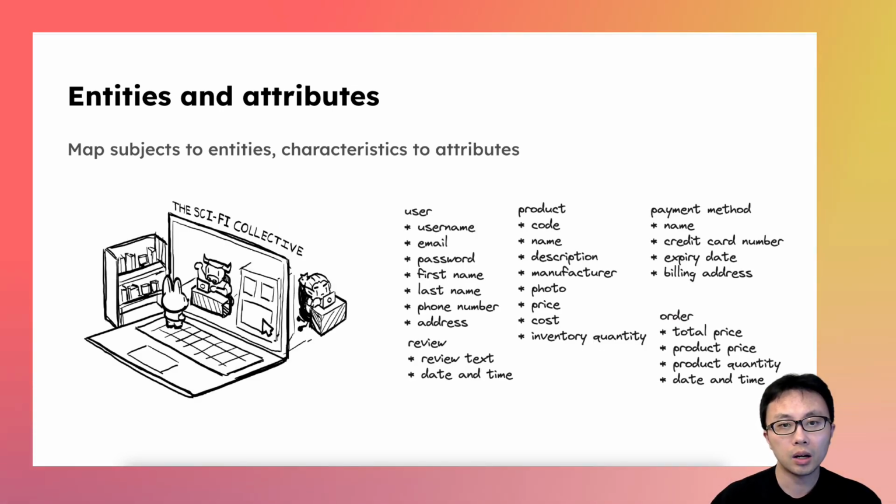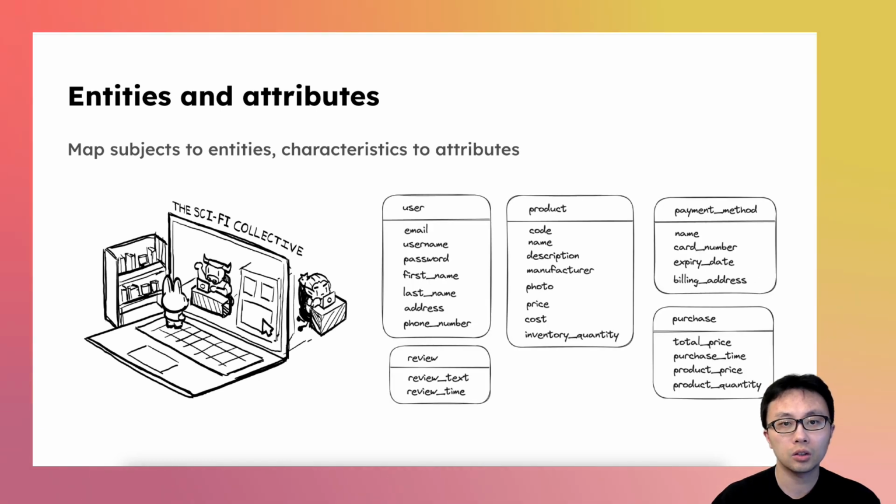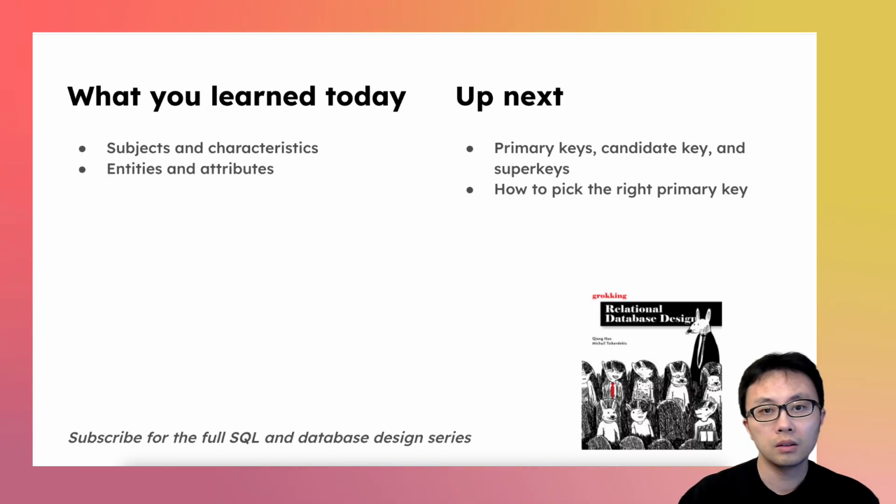So, packing up all you need to know about how to map subjects to entities, the 5 subjects of the Sci-Fi Collective database will be turned into 5 entities as is presented here on the screen. In this video, we went through how to convert messy real-world ideas to entities and attributes.